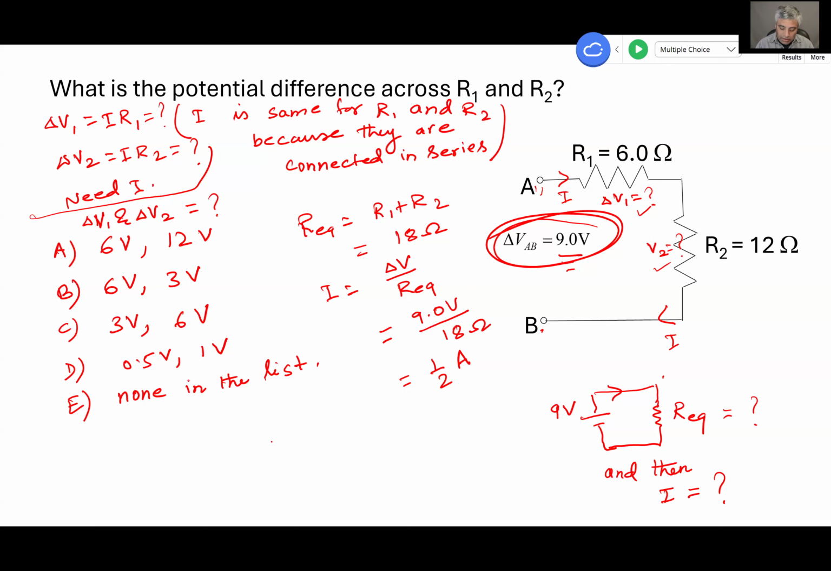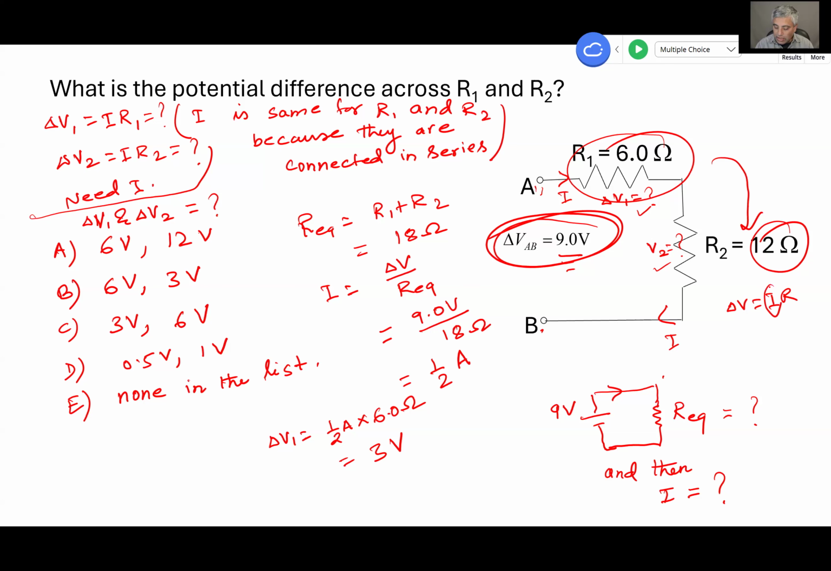Now delta V1 is half an ampere times R1, which is 6 ohm. So half of 6 is 3 volt. So this is 3 volt, which means this one is double. See, the resistance is double, since potential difference is I times R. I is the same, so when you double the R, the potential difference has to double. So 3 here means 6 over there.